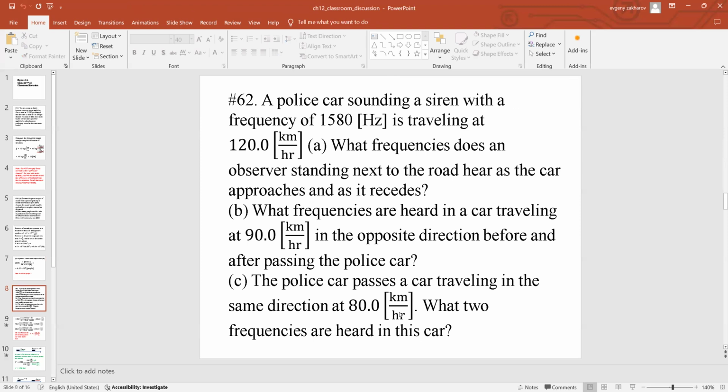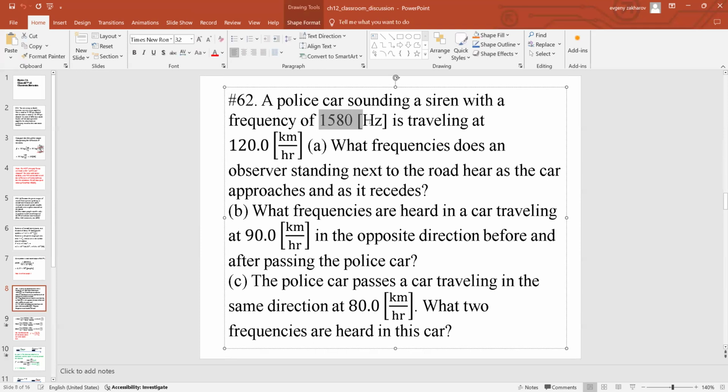Okay, and one last problem, but a long one, for the Doppler effect. You really want to pay attention to this one. Focus, try to understand what's going on, and ask questions. We got a police car, and the original frequency is 1580. That's what the police car produces. That's like an average real world number.